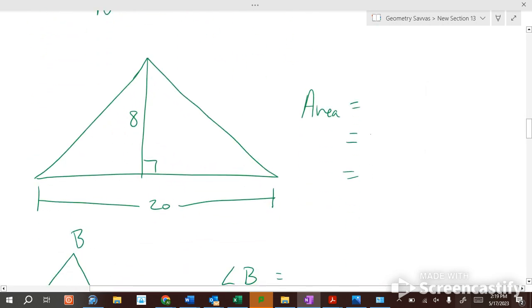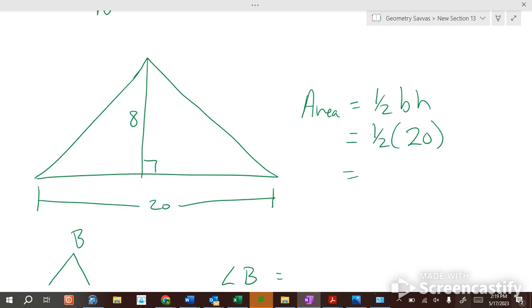How do you find the area of this triangle? The area of a triangle, what's the formula? 1/2 the base times the height. What's the base on this triangle? 20. What's the height? 8. It is 80.